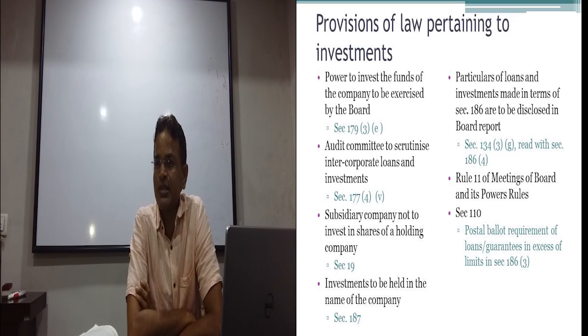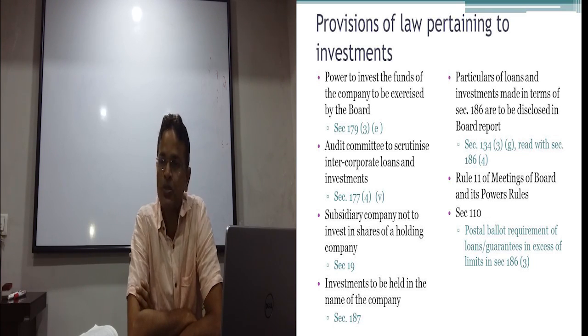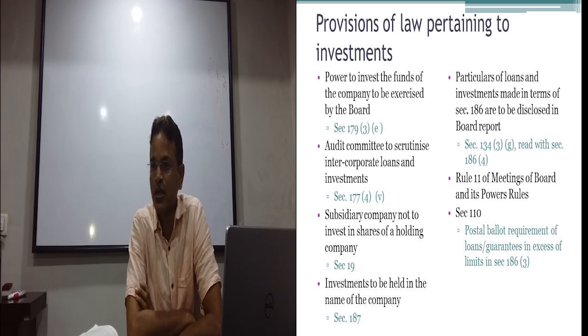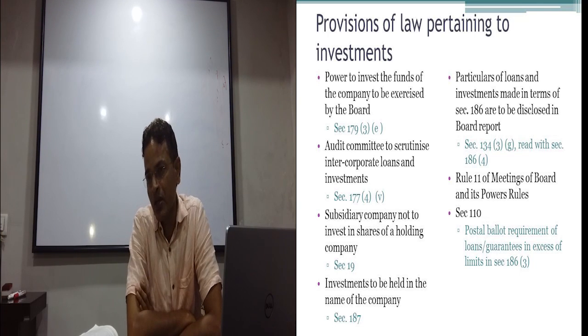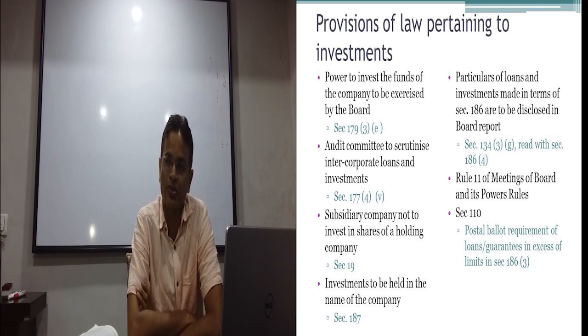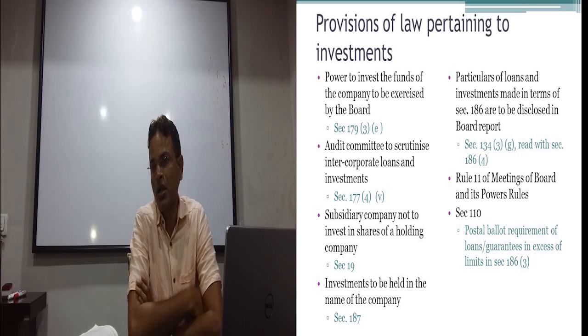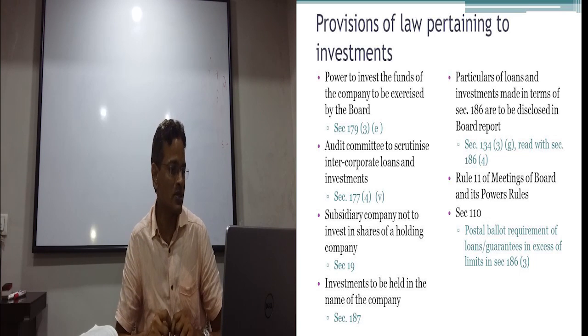I'll also need to point out section 19, which says subsidiary companies may not invest in shares of the holding company. Subsidiary companies are prohibited from investing in shares of the holding company, as that creates a circular or fake net worth. After all, the holding company contributes to the net worth of the subsidiary company, and the subsidiary company remits the money back as shares to the holding company. That creates a fake sense of circular net worth.